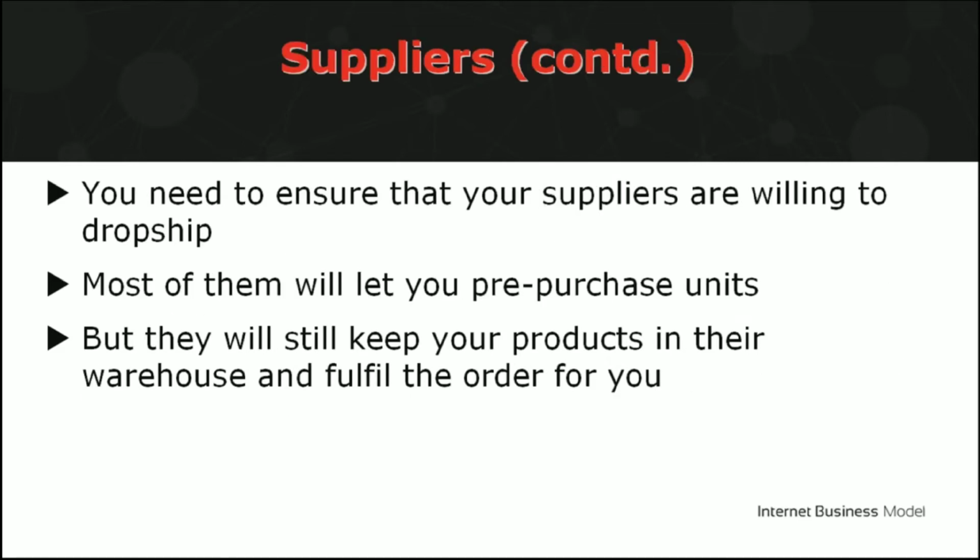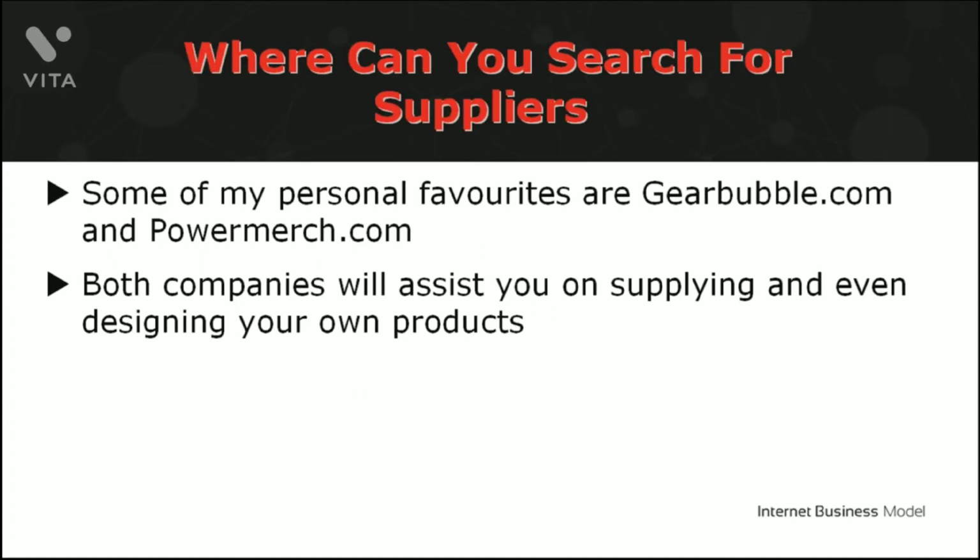Once you've found your supplier, you need to ensure that the companies are willing to drop ship. Most of them will let you pre-purchase units if you want to keep some of them at your home office, but they will keep your products in their warehouse and fulfill your order for you. There are many suppliers out there that can provide the service for you. Some of my personal favorites are gearbubble.com and powermerch.io. Both companies will assist you on supplying and even designing your own products.